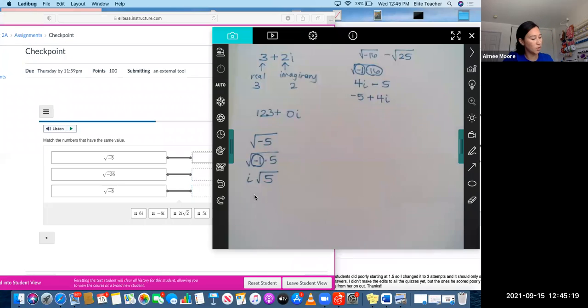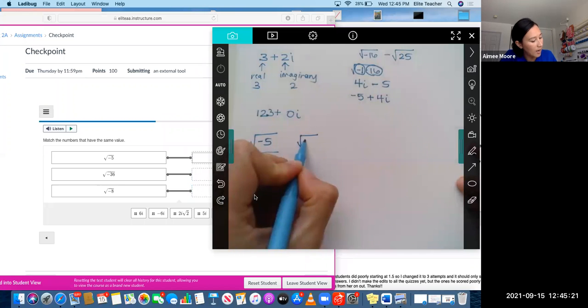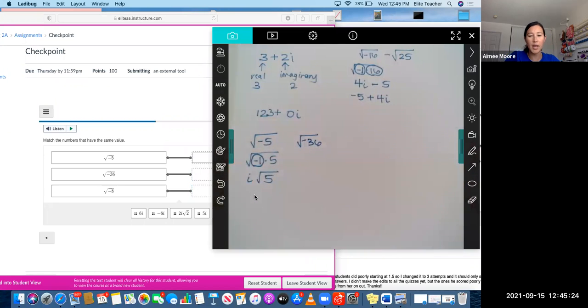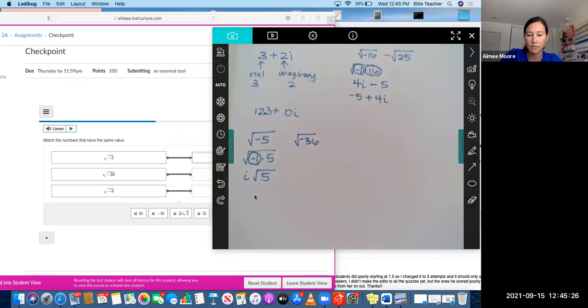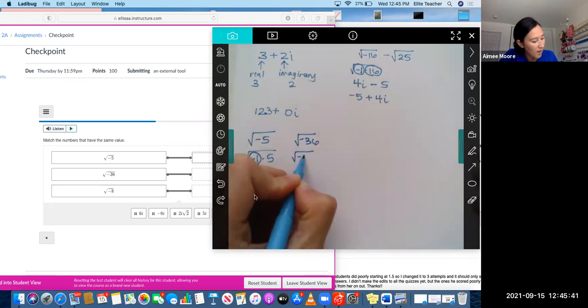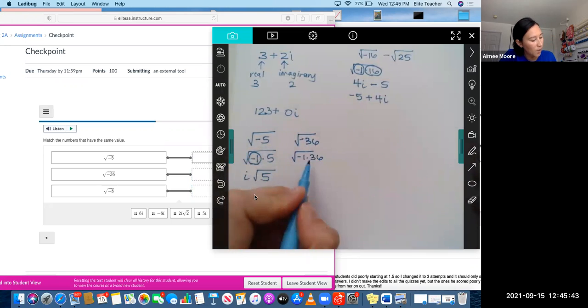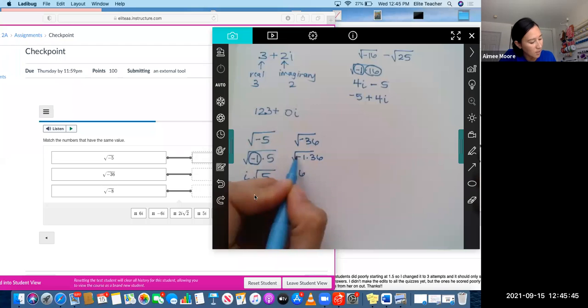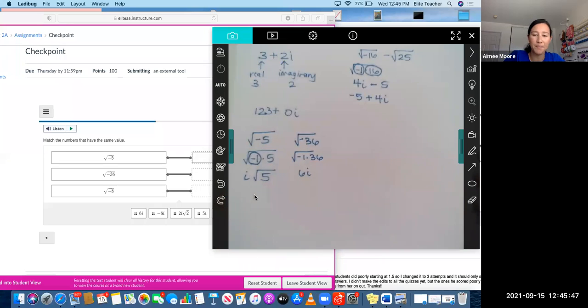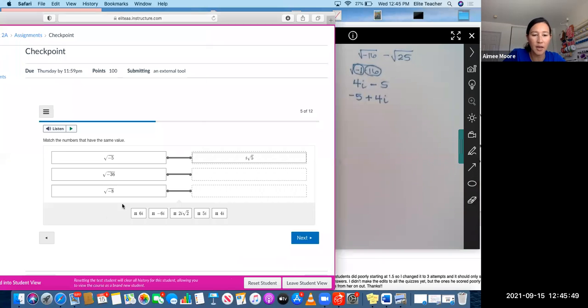Then we need to do the square root of -36. Go ahead and try that one. And then send me your answer in the chat. Yep, you guys have got it. That's the square root of -1 times 36. Well, the square root of 36 is 6. The square root of -1 is i. So that is 6i. Very good.